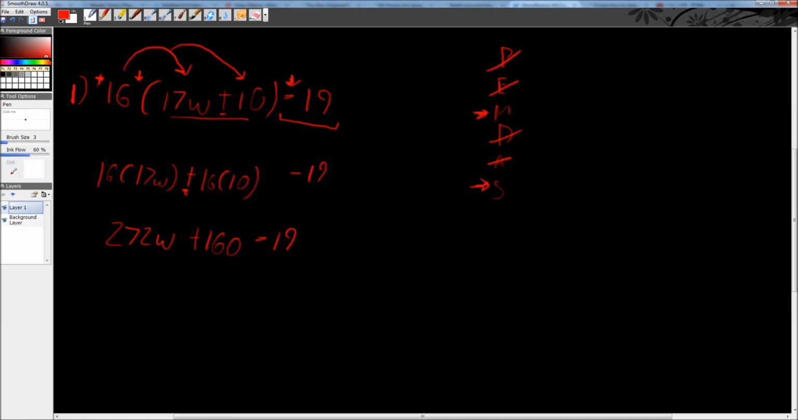We had to combine like terms. This is the only one with a variable, so we have to leave it as is. 272w. And we can combine these two. We can subtract them. 160 minus 19 is positive 141.